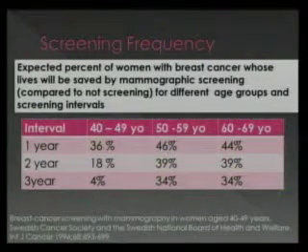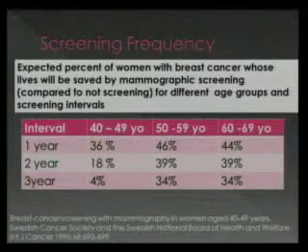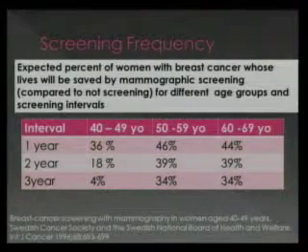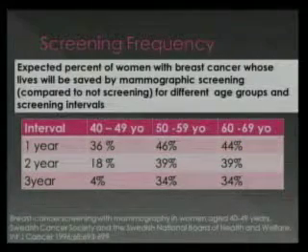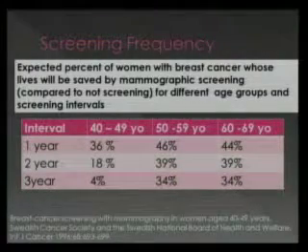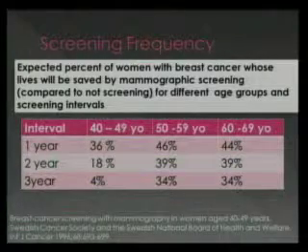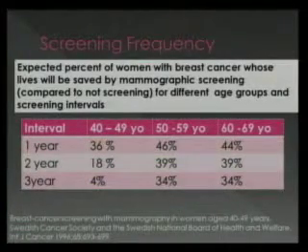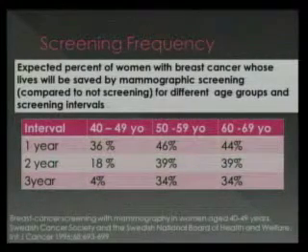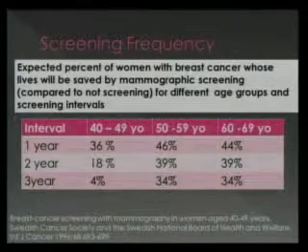So this is one of the Swedish studies, coming from the other side, pushing more towards screening more often than every 2 years. This is a Swedish study looking at breast cancer screening with mammography in women aged 40 to 49. What this is looking at is the expected percent of women with breast cancer whose lives will be saved by mammographic screening compared with not screening for different age groups and screening intervals. And so here you can see the different age groups and screening intervals.